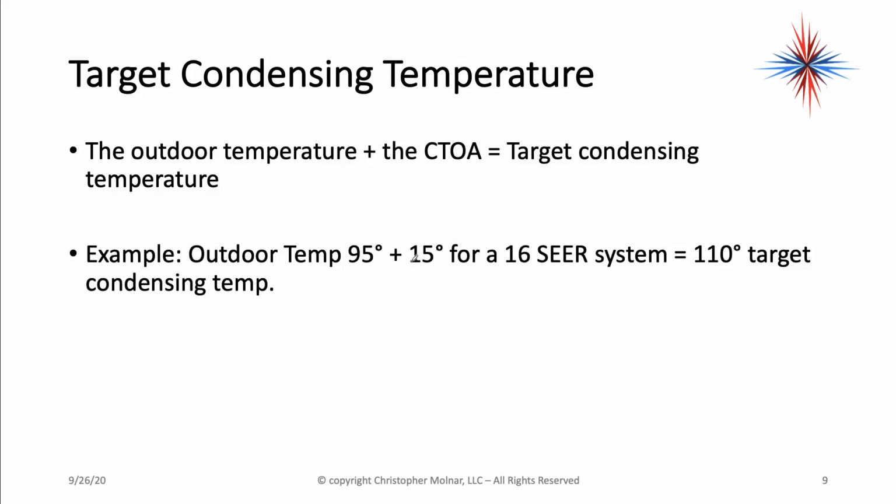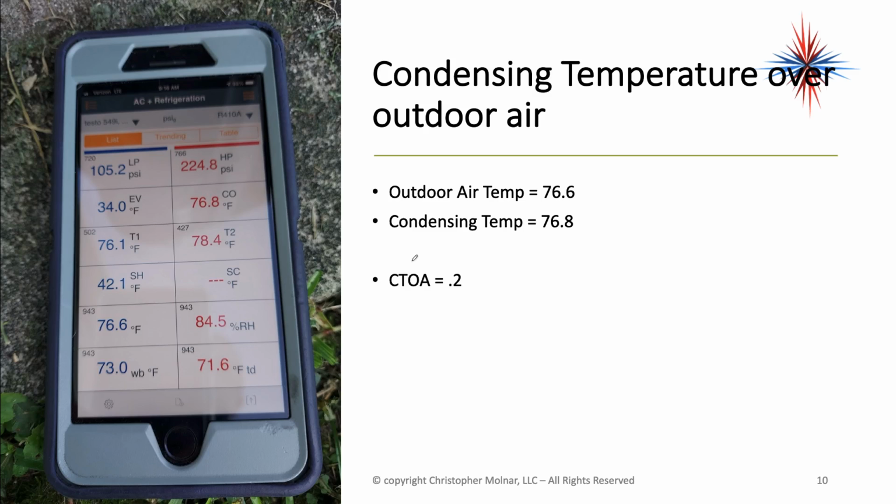We're also going to look at the target condensing temperature, which is the outdoor temperature plus the condensing temperature over outdoor air. So if my outdoor temperature is 95 and I have 15 degrees CTOA for a 16 SEER system, my condensing temperature should be 110 degrees. Okay. Condensing temperature over outdoor air. This is again from the same system we just looked at.